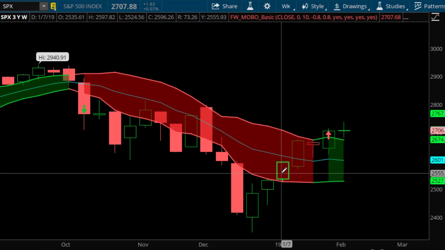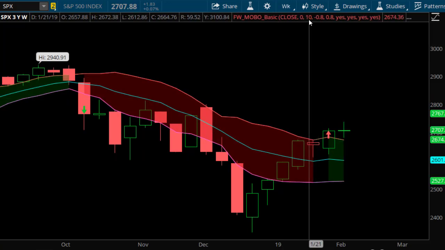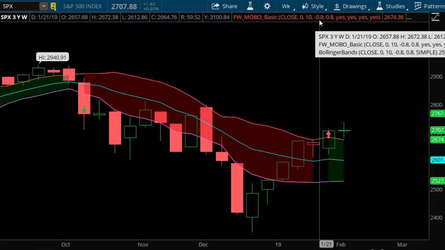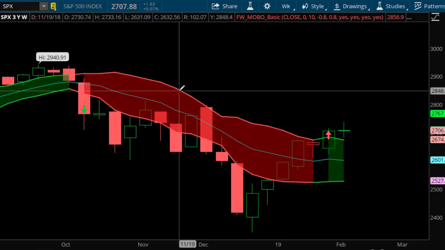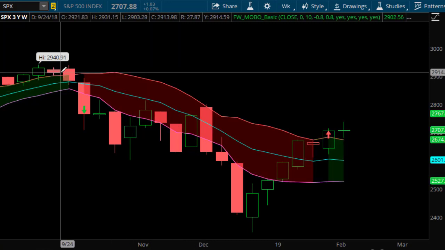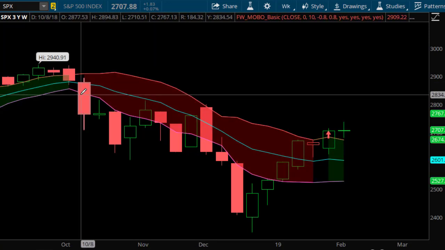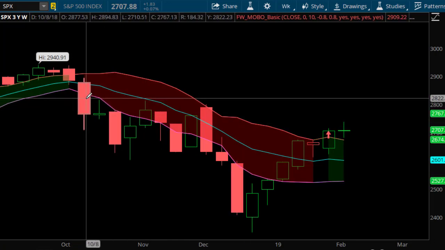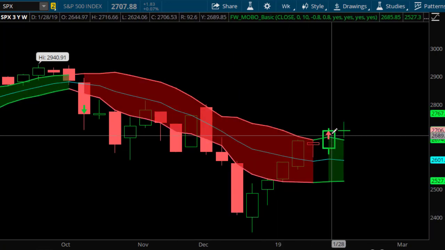The MOBO Band is a modified Bollinger Band. You can see right up here, it's a 10-period lookback, and the standard deviation is set to minus 0.8 and 0.8, so it's a little bit narrower. In the previous video, we talked about how, when it closes below, there's a momentum shift happening to the downside, which you can see happened in October of last year, and we had a nice run down. Well, now it's crossed back above.